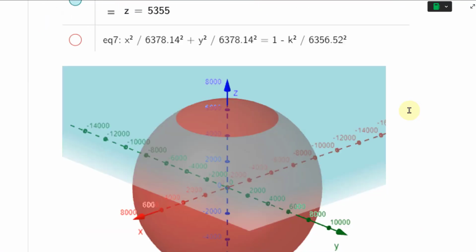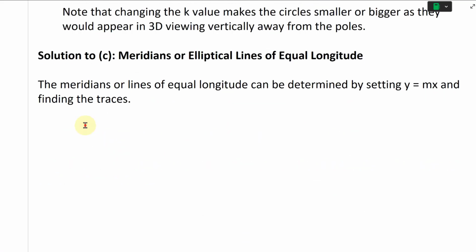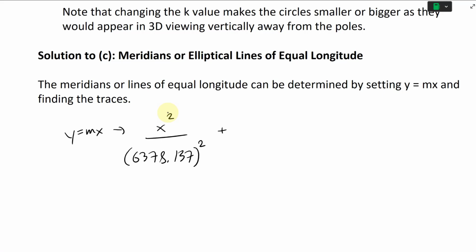So it's going to be y equals mx. The meridians, or lines of equal longitude, can be determined by setting y equals mx and finding the traces. So if we do that, we'll just put y equals mx. And then this means that we're going to have x squared over the usual giant number, 6378.137 squared, plus, well, the y is going to be mx, so that's going to be (mx) squared, which is our y.